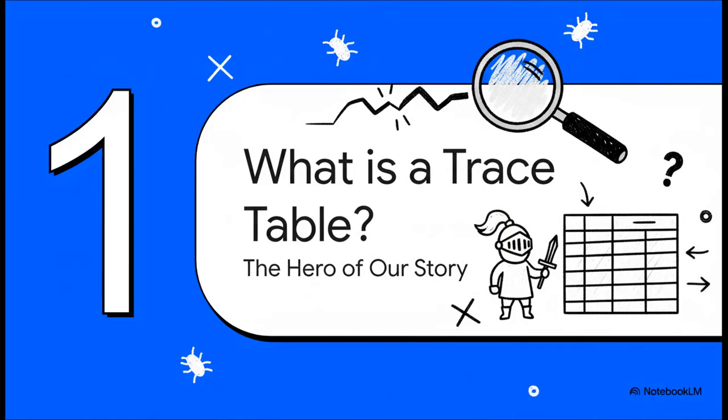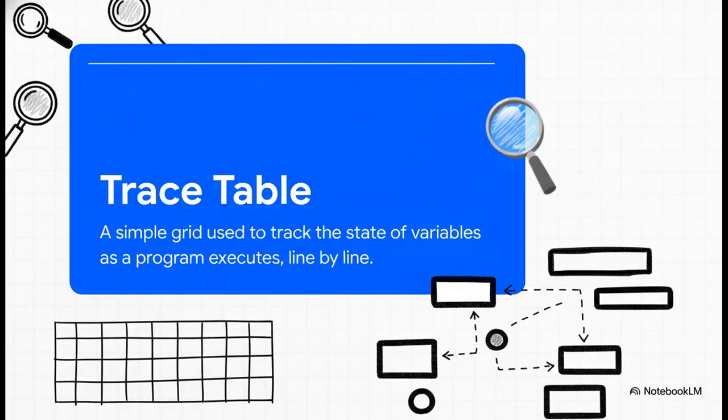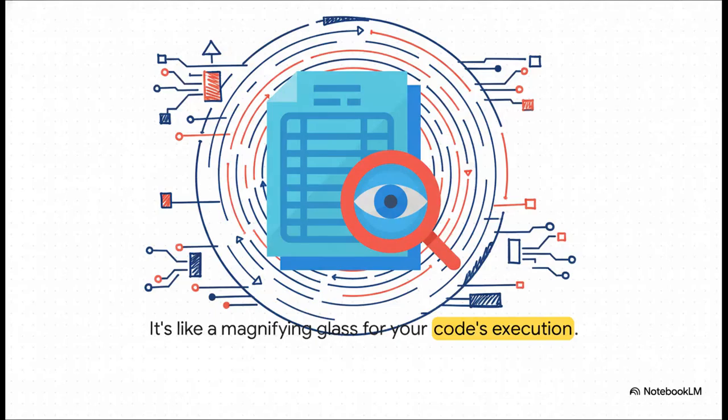So how in the world do we hunt down these invisible errors? Well, that brings us to the hero of today's explainer, the trace table. So what is this thing really? A trace table is, at its heart, just a simple grid. We use it to manually keep track of the value or the state of every variable in our code as we walk through it one single line at a time. The best way to think about it is like a powerful magnifying glass for your code. It lets you zoom right in and see every single little change, every hidden step the computer is taking behind the scenes as it runs your program.